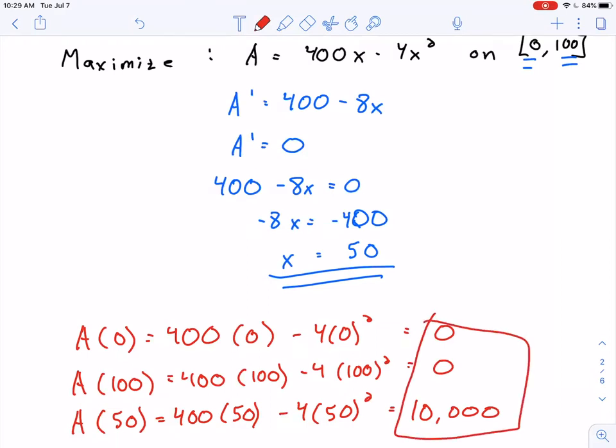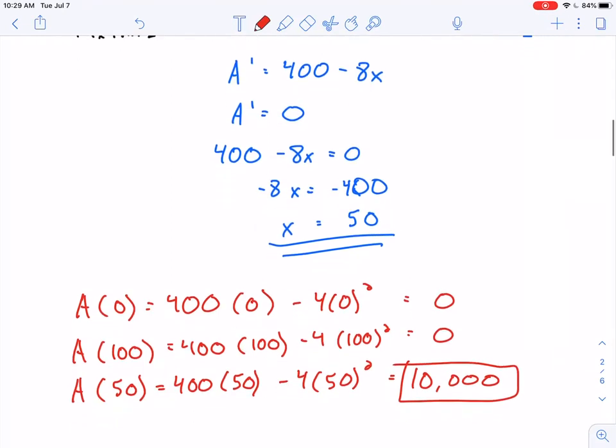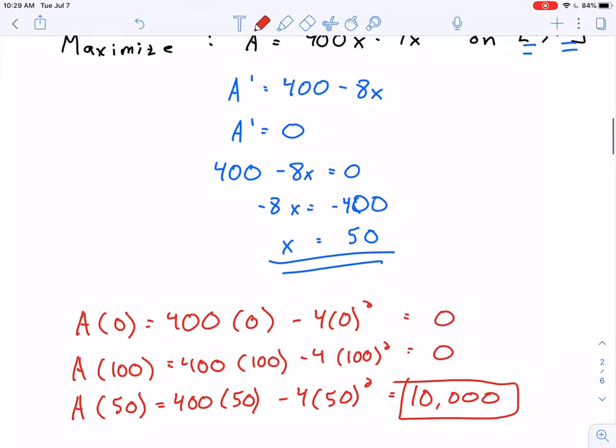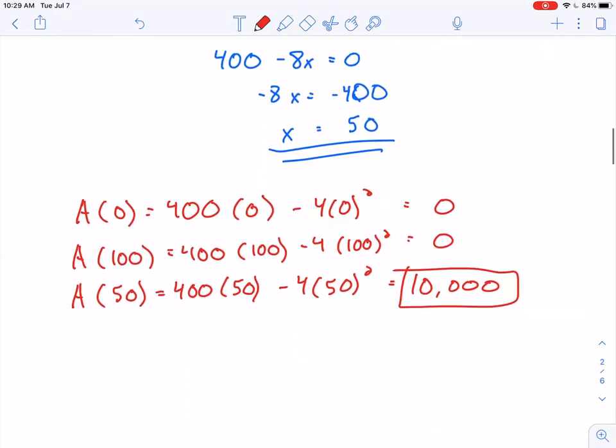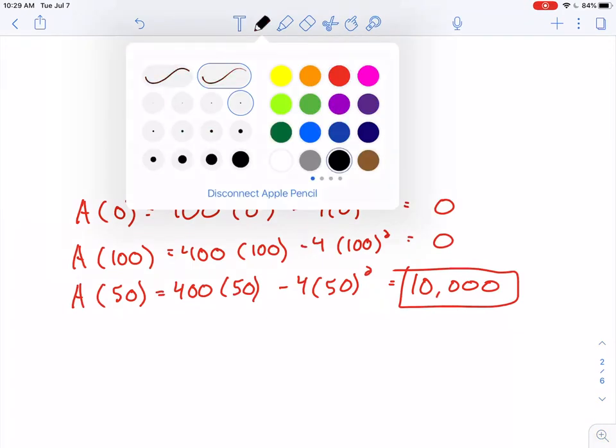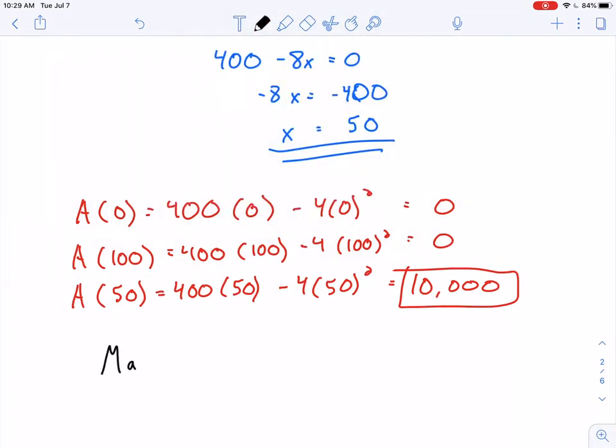So I'm looking at these three y values. I'm trying to maximize this function. So I probably want an area of 10,000. It's just slightly larger than an area of 0. So we've identified our maximum. So the maximum area, let's actually just write some of this down before we lose it. The maximum area that we've identified is 10,000 square feet.